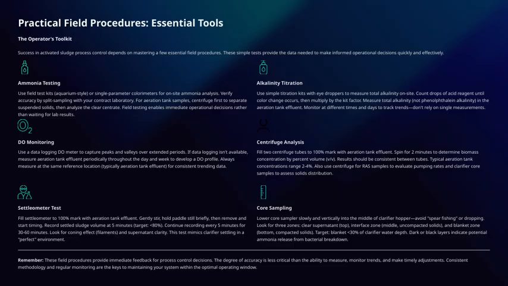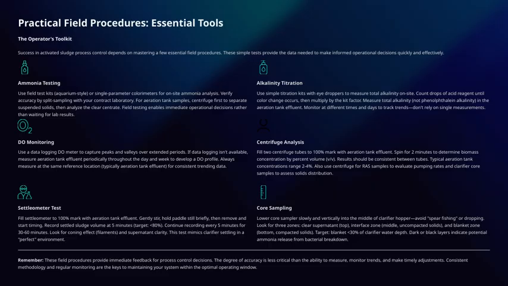If you don't have data logging capability, take periodic measurements of the aeration tank effluent throughout the day and week to build a DO profile. Always measure at the same reference point, usually the aeration tank effluent, to ensure your data is consistent and comparable over time. For centrifuge analysis, fill 2 tubes to the 100% mark with aeration tank effluent.